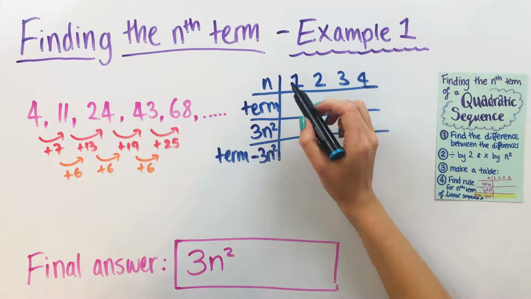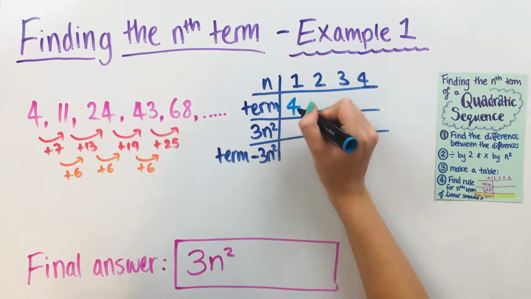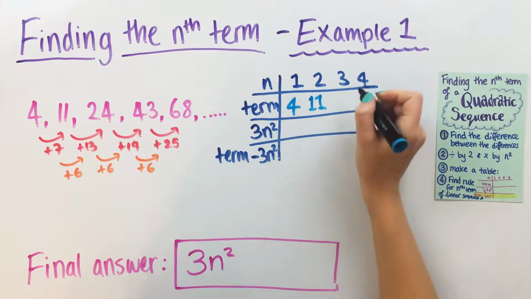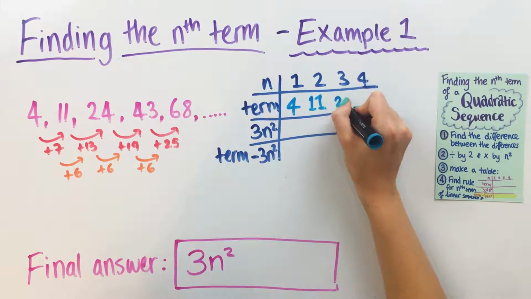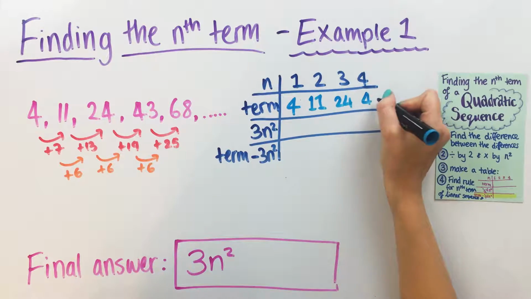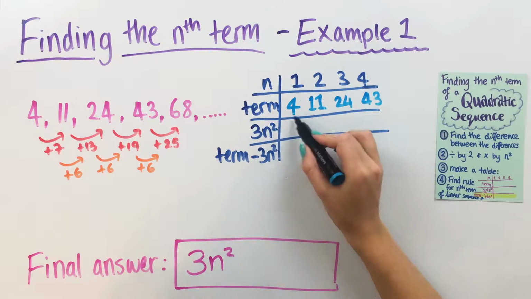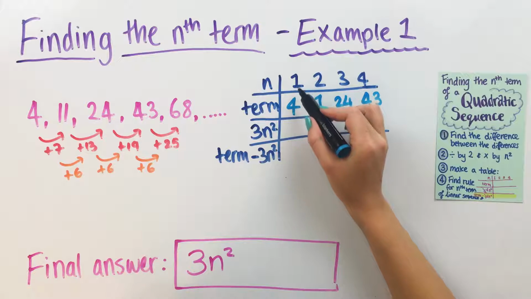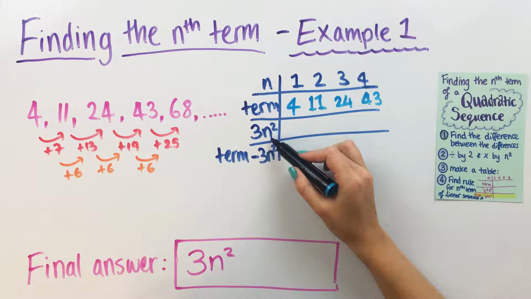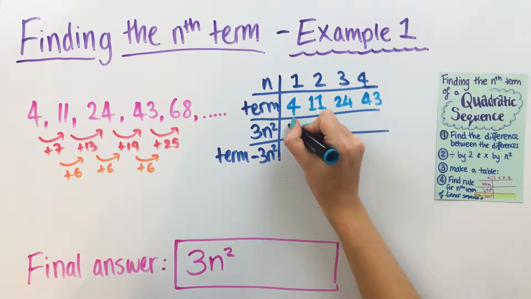To fill this in, the term when n equals 1 is 4. The term when n equals 2 is 11. When n equals 3, 24. And when n equals 4, or the fourth term, 43. It then tells us to calculate 3n squared. So here we want to write 3n squared when n equals 1. So that's going to be 3 times 1 squared. We know that 1 squared is just 1, so 3 times 1 is going to be 3.